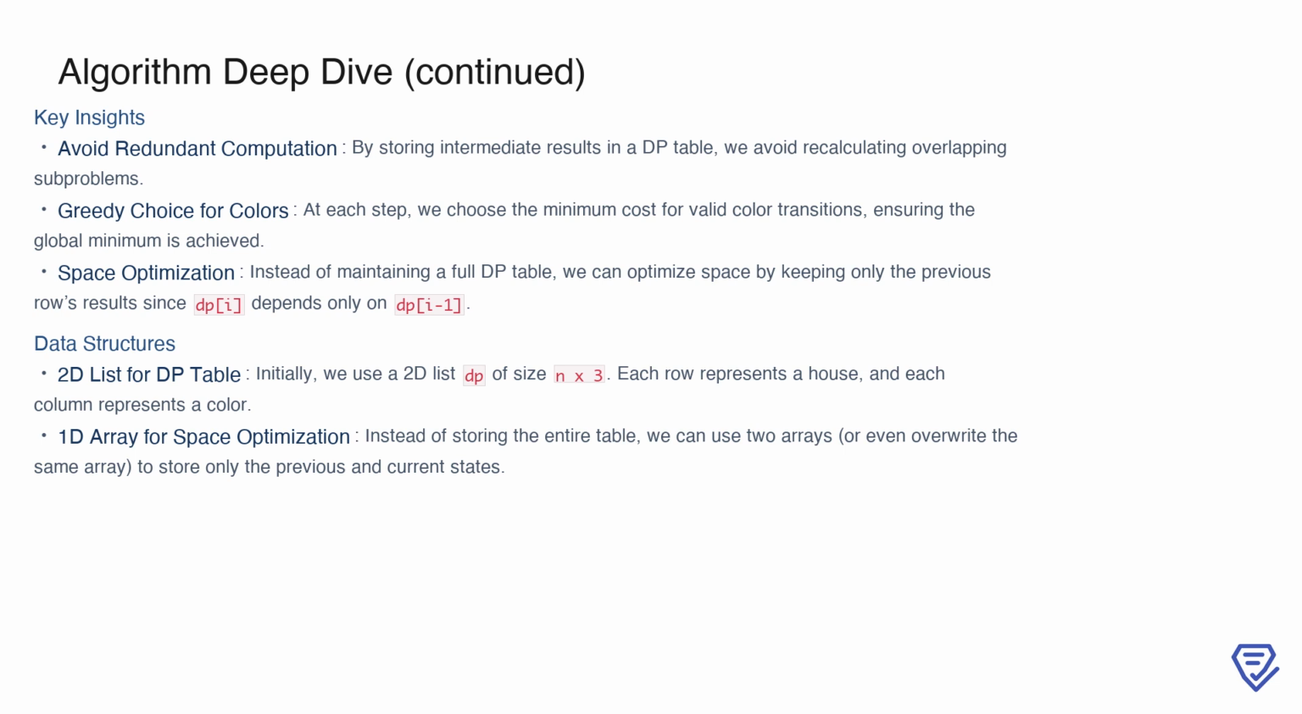Since the cost of painting a house only depends on the costs of painting the previous house, we only need to store the results for the current and previous houses. This allows us to reduce the space complexity significantly by replacing the full DP table with just two 1D arrays or even a single array that gets updated iteratively.